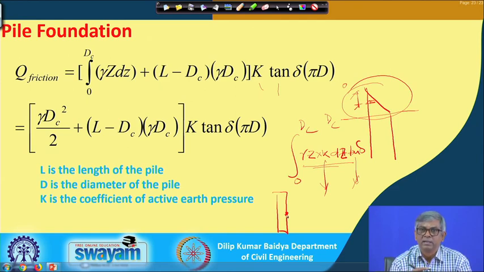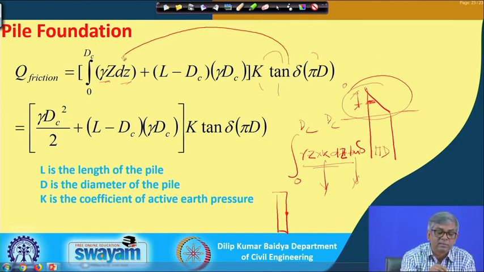So, how to consider that? But just by multiplying by pi d. That means this multiplied by this pi d will actually be your skin friction for this small element. But if I want to find out from 0 to dc, then you have to integrate. So, that is what is shown: the integral symbol is used from 0 to dc, gamma z dz multiplied by k tan delta pi d.